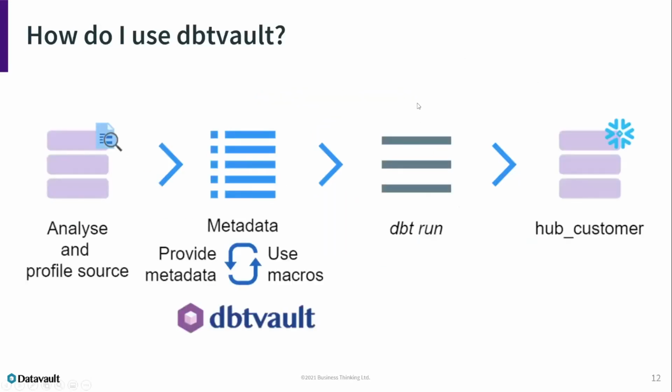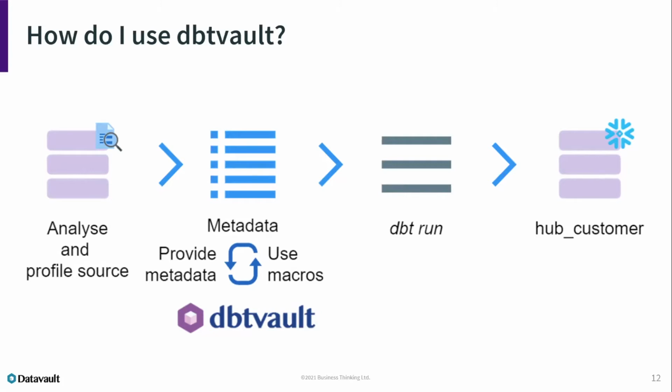So how do you use dbtvault? It's very similar to dbt, but we've removed some of the nitty-gritty SQL steps. First of all, you'll need to analyze and profile your data, and you'll need to build up a data model for your data vault. And then you can use this metadata. All you would have to do is supply the metadata that you have from the model. This will mainly be column names. You'll supply these to macros, and then you would just run dbt as you normally would.